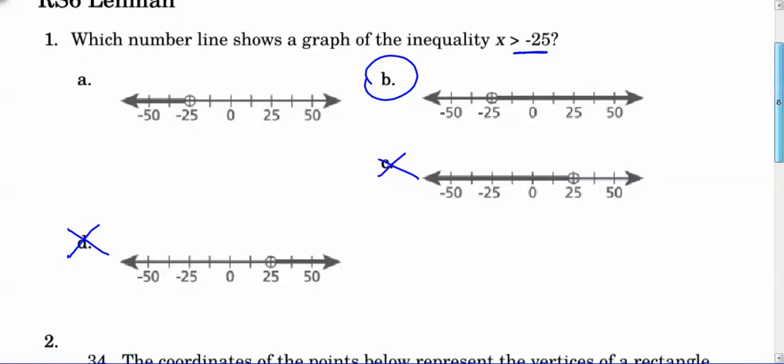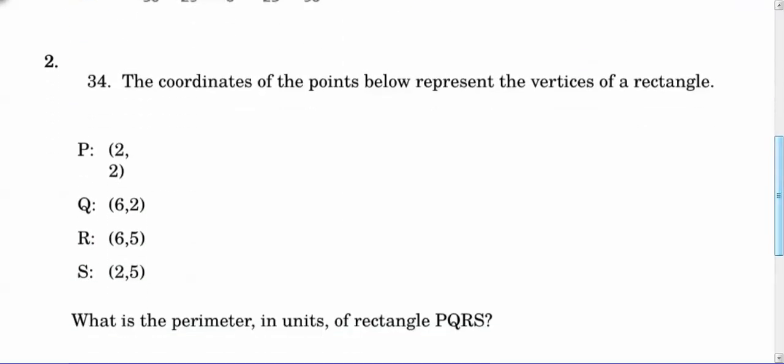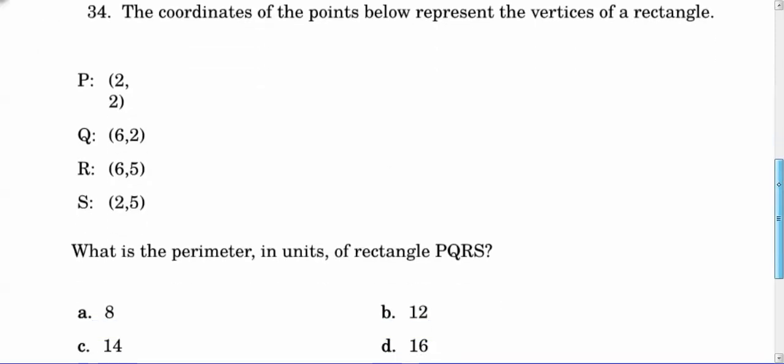Let's move on to number 2 here. It says, the coordinates of the points below represent the vertices of a rectangle. Pardon the, I thought I fixed that, but anyway, the point here should be listed 2, 2. So they give you 4 points. Now you'll notice they did not give us a coordinate plane at all. So they gave you the 4 points, and then they said, what is the perimeter of the rectangle? First of all, you need to know that perimeter means distance around the outside. It's a measurement of length, right? So if you went all the way around the outside of that rectangle, how many units would it be?